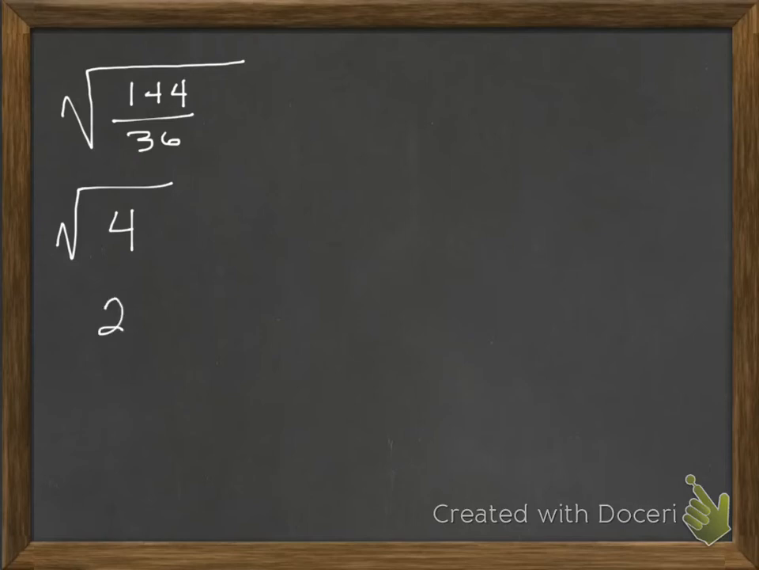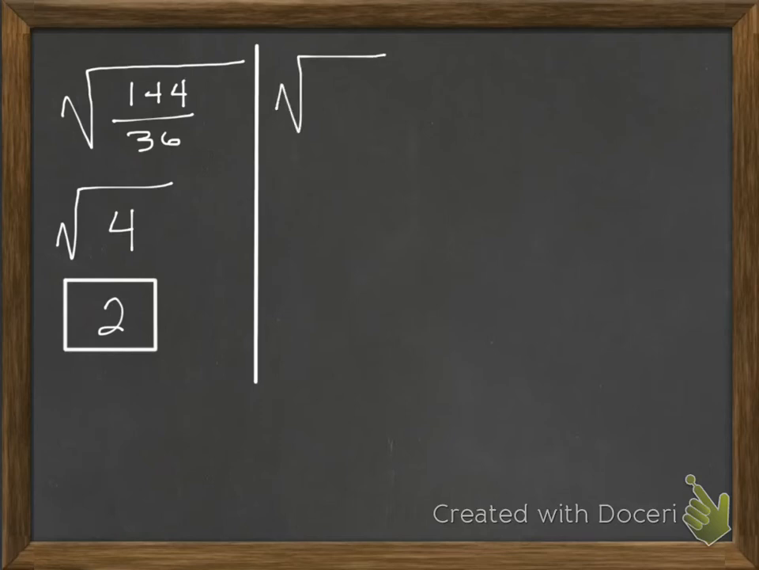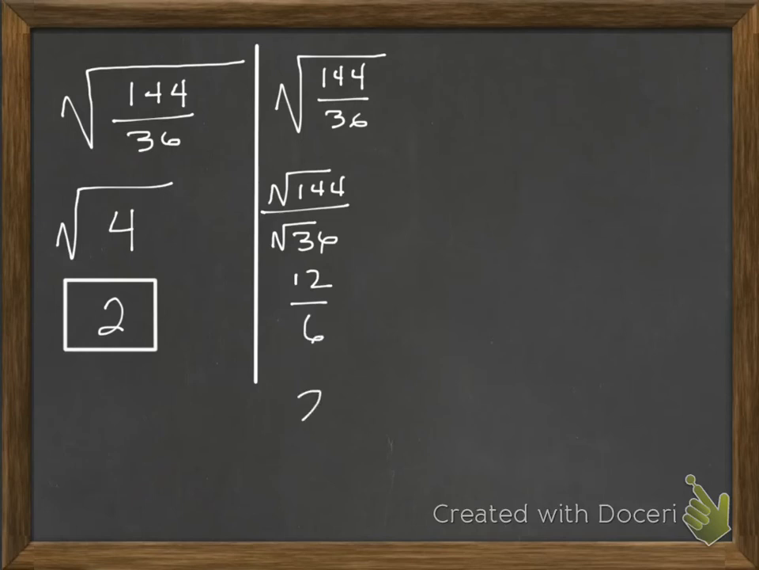Now, here's the deal. This is not the way we want to do this. This is what a lot of you will do, and it's great if it's easy and works out perfect. But what you really want to do is take 144 over 36 and make it square root of 144 over square root of 36, which makes it 12 over 6, which is 2 as well.